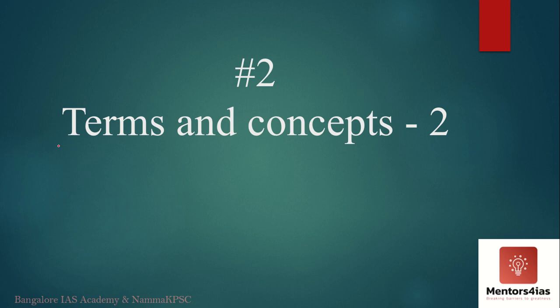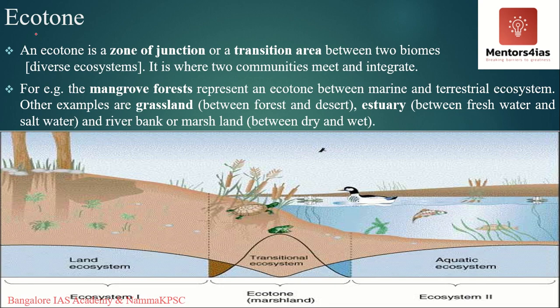So in this particular video as well, we will be considering certain terms and concepts which are important to be understood in the beginning itself before we move on further with environment and ecology. So the first term that we will be dealing with today is an ecotone. Now, very simple. An ecotone is nothing but a zone of junction, or a zone of transition between two different biomes or between two different diverse ecosystems.